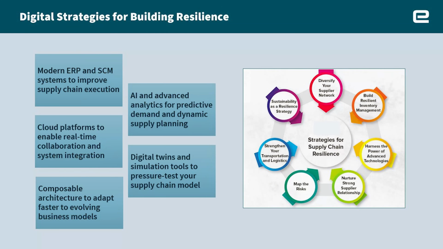How can we fix the process, and how can we put some strategies and tactics in place that are going to help us improve? Well, one of the ways we can do it is certainly modern ERP and supply chain systems, which can help provide our ability to execute. Cloud platforms enable real-time collaboration and system integration.